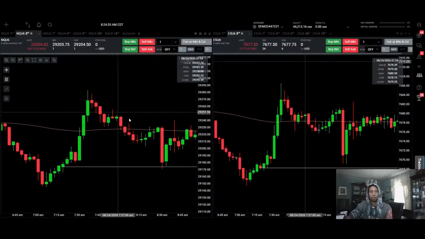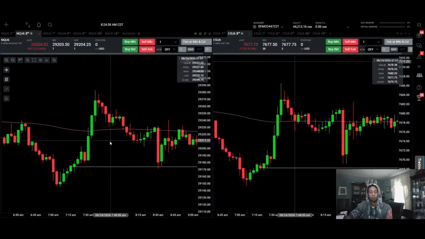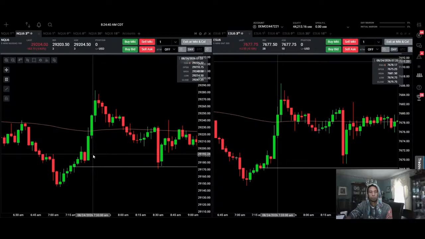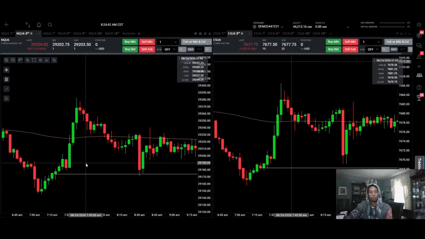Right now, this morning, I have one POI that I'm looking at, but it is not my exact criteria per se. Let me share the screen real quick. So, ES and NQ. Here's what we got. I'm looking at this right here.